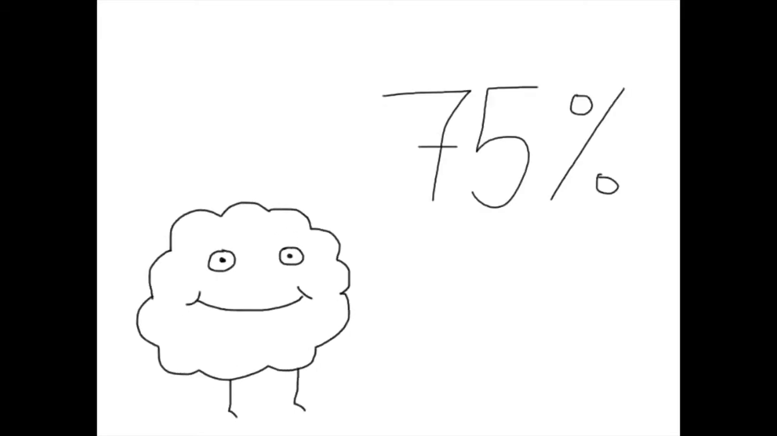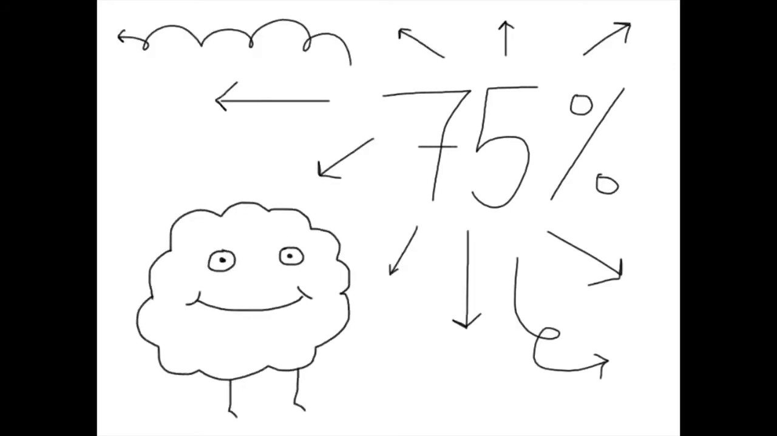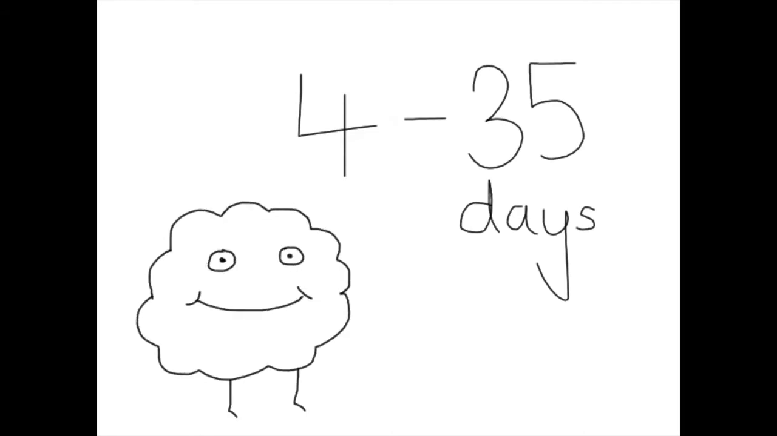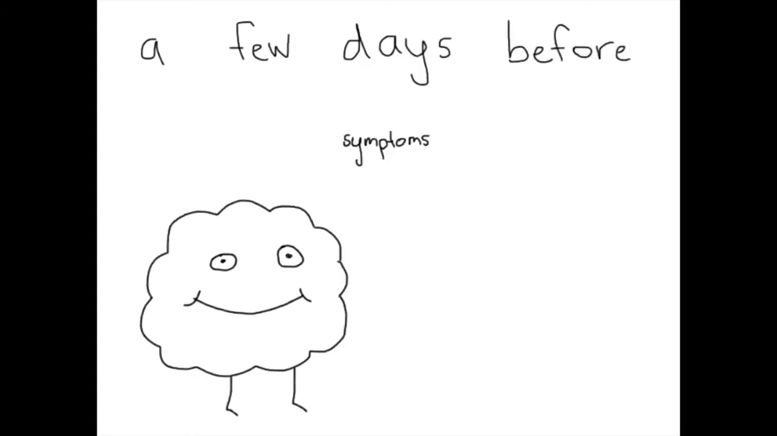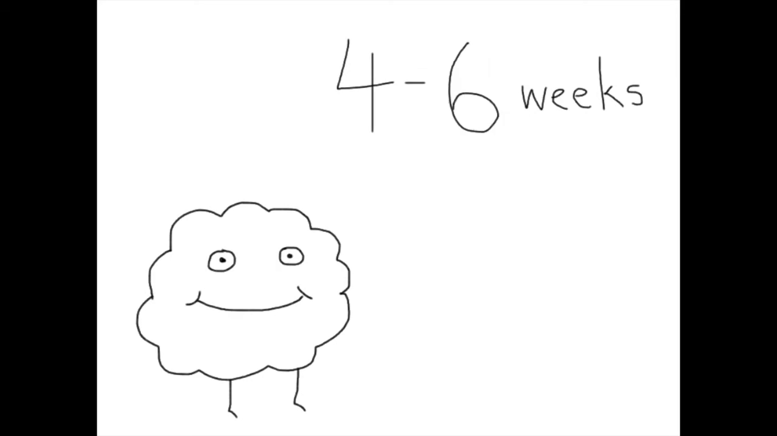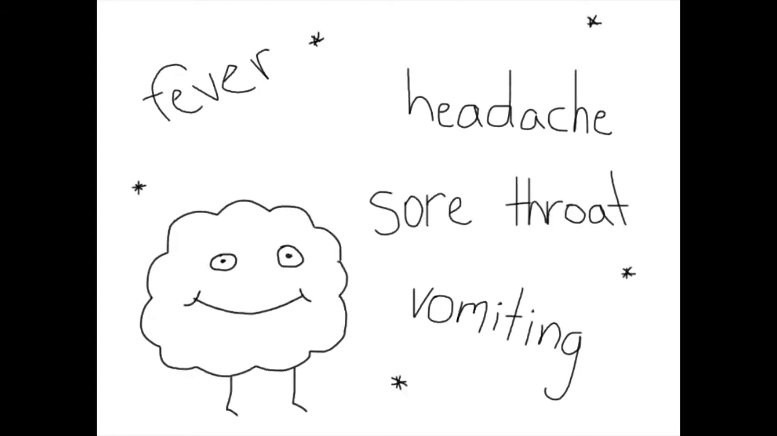About 75% of people who get infected are asymptomatic, although these people can still shed the virus and be contagious. The incubation period, which is only for symptomatic people, is on average 7 to 10 days, but can vary from 4 to 35 days. People start shedding the virus a few days before symptoms start, and shed for at least 1 to 2 weeks and can be up to 4 to 6 weeks. People who do get symptoms experience a mild illness, including fever, vomiting, headache, sore throat, and potentially others.